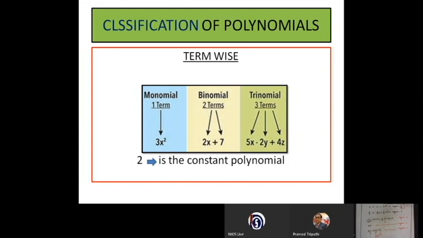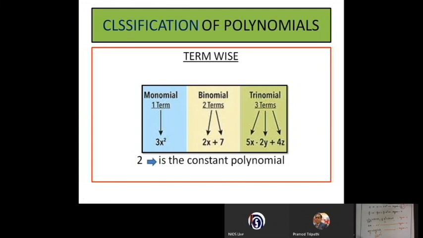So term wise we have discussed the monomial. Any polynomial that has only one term is known as a monomial. Any polynomial having two terms, you may take another example, x plus y. These are two terms. x square minus 5xy also has two terms. 2 minus 5x also has two terms.